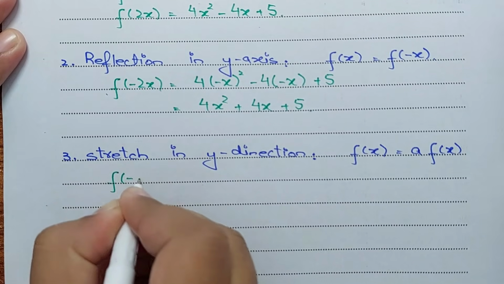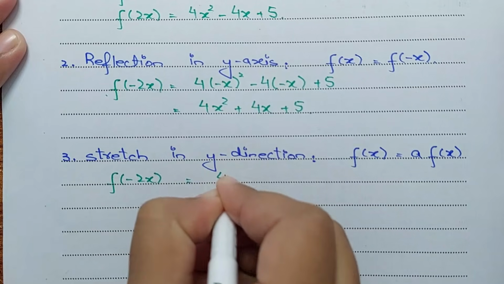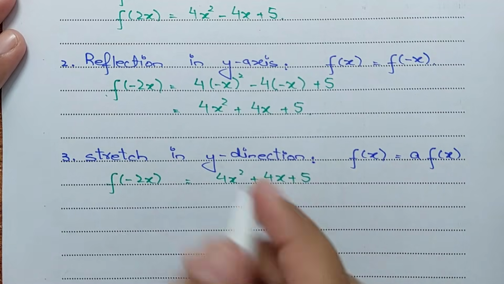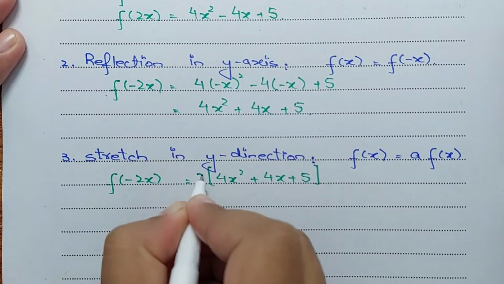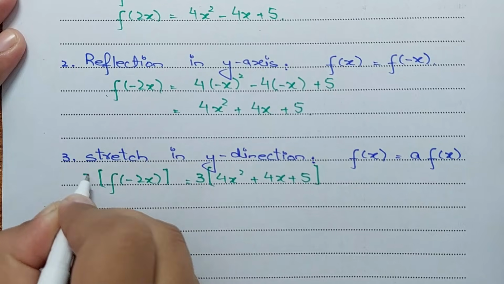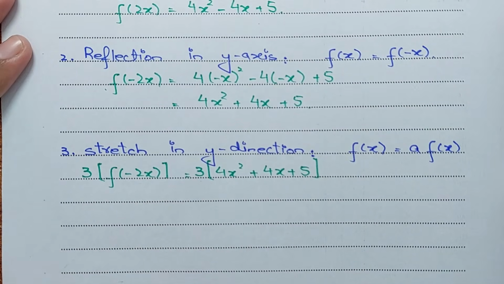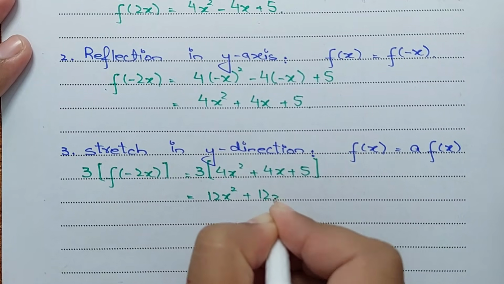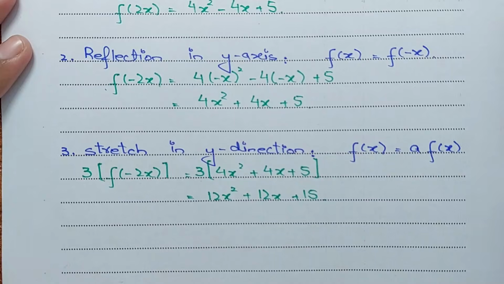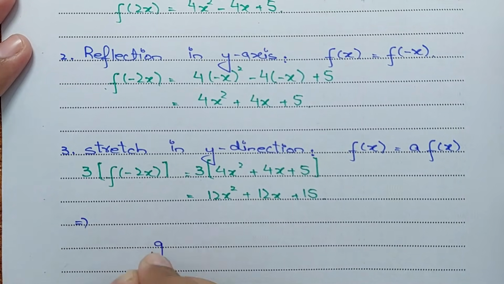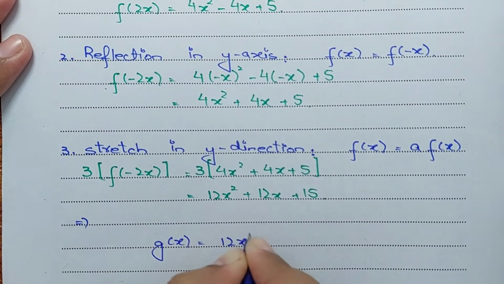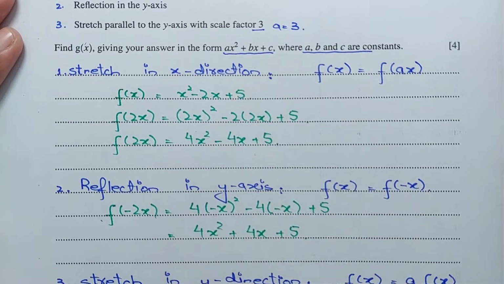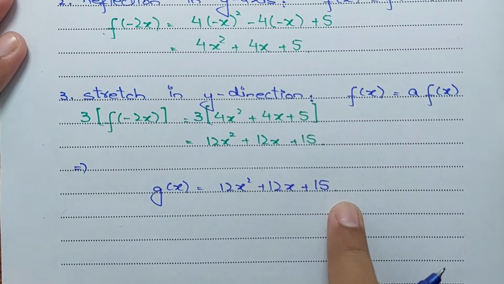So f of minus 2x is 4x squared plus 4x plus 5. When you have a stretch in the y direction, the whole function is multiplied by that scale factor of 3. So 3 times 4 is 12x squared, 3 times 4 is 12x, 3 times 5 is 15. That is the function g of x. This implies g of x is 12x squared plus 12x plus 15. We need to find g of x in the form ax squared plus bx plus c, where a, b, c are constants.